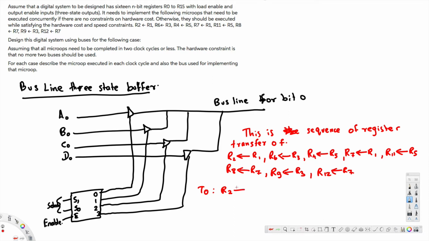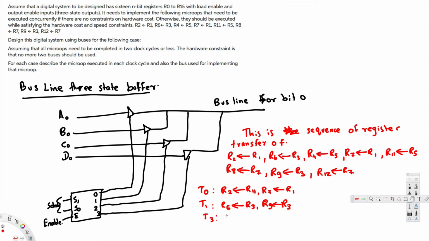First, T0: R2 coming from R1, and R7 coming from R1. T1: R6 coming from R3, and R9 coming from R3. Then R4 coming from R5, and R11 coming from R5. And then R8 coming from R7, and R12 coming from R7.